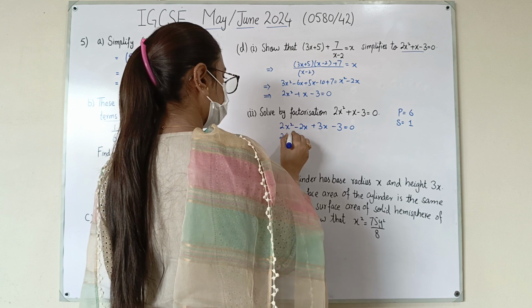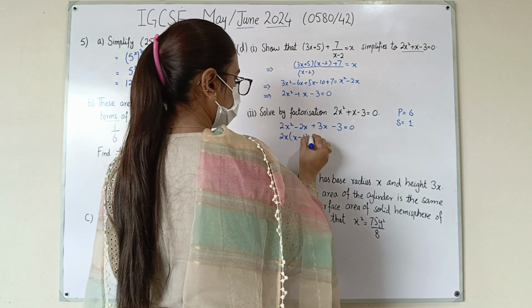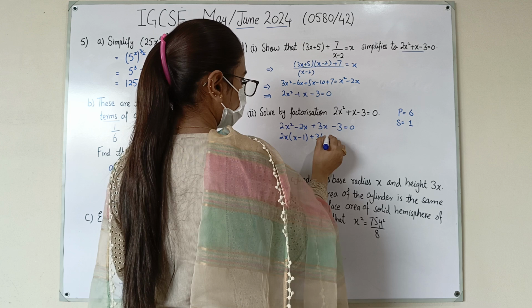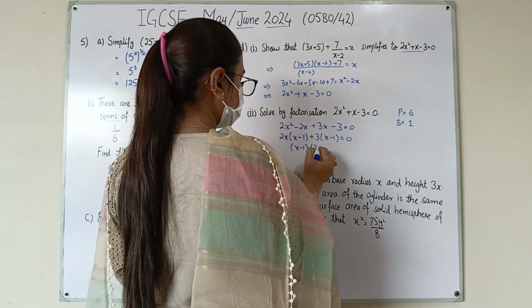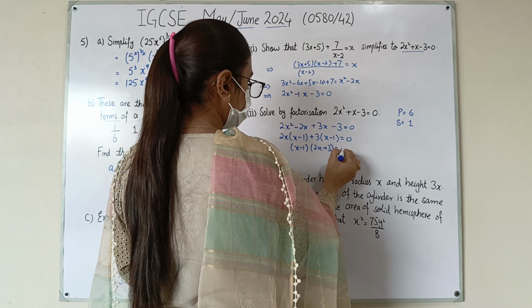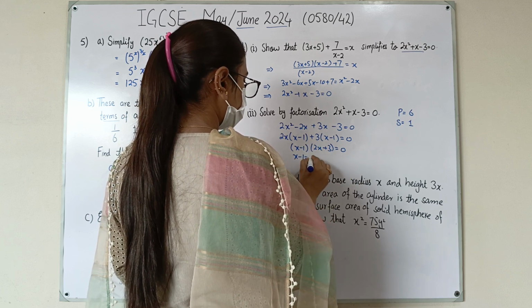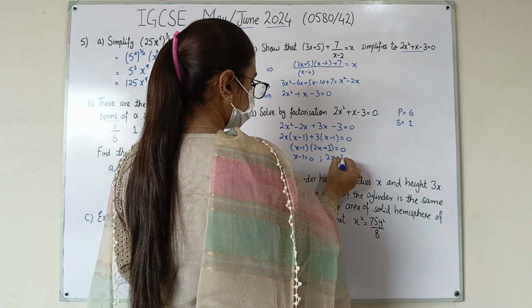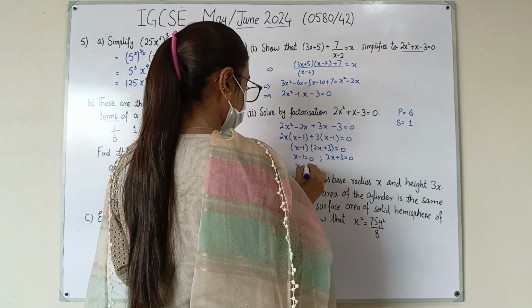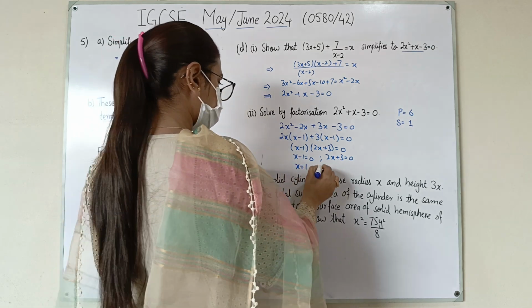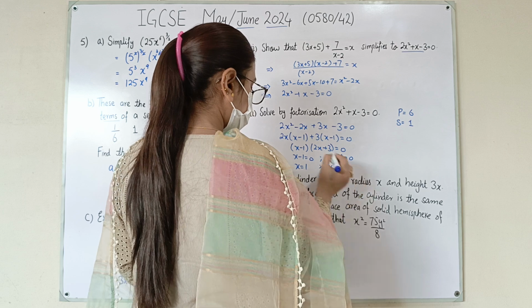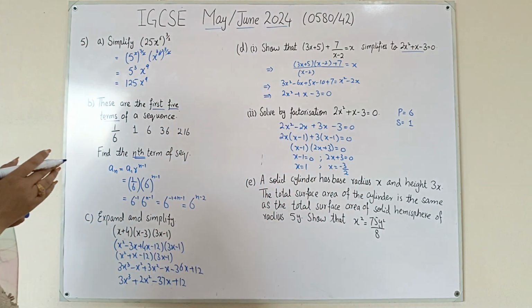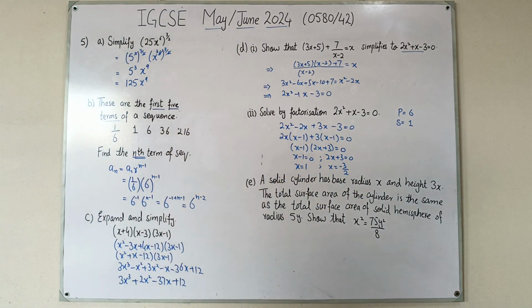So take the common 2x, x minus 1, take 3 as common, x minus 1 equal to 0, x minus 1, 2x plus 3 equal to 0. Either x minus 1 is equal to 0 or 2x plus 3 equal to 0. Here you will get the answer of x is equal to 1 or x is equal to minus 3 over 2. This was basically the solution.